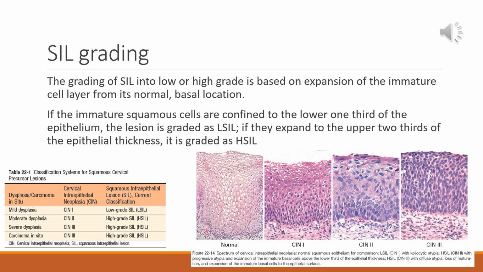SIL grading. So this is exactly what we discussed earlier about the thickness of dysplastic cells within the epithelium. So the grading of SIL into L-SIL and H-SIL is based on the expansion of the immature cell layer from its normal basal location, meaning it spreads upwards. If the immature squamous cells are confined to the lower 1/3, it's L-SIL or CIN1. If they expand to the upper 2/3 of thickness, it's H-SIL. But remember, under 66%, it's CIN1, and between 99 and 66, it is CIN3, 100 carcinoma in situ, then it invades, becoming invasive carcinoma.